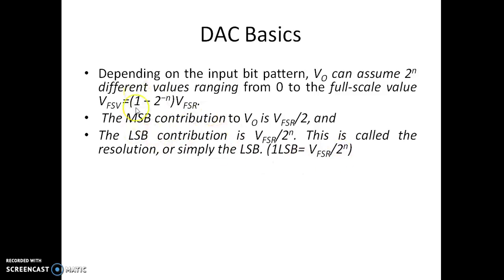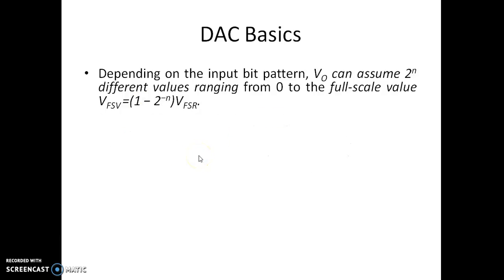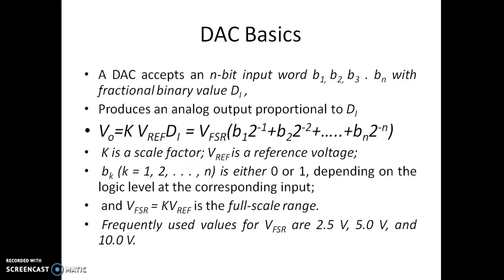So when does the MSB come and when does the LSB come? As you can see in the previous example, suppose we consider all the bits as 0 except the MSB. If only this bit is 1 and all the other bits are 0, we end up with B1 divided by 2. Since B1 is 1, it is 1 by 2, and everything else is 0. So we end up with V naught as VFSR divided by 2. That is the contribution by the MSB.